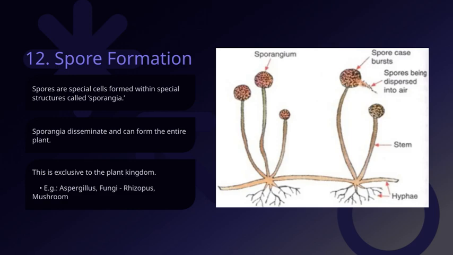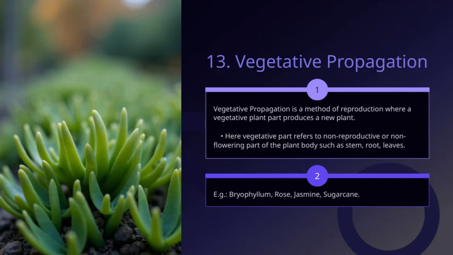Let's look at some examples like bryophyllum, rose, jasmine, and sugarcane. These plants are interesting because they can reproduce through their vegetative parts. When I say vegetative part, I mean the non-reproductive or non-flowering parts of the plant, such as the stem, root, or leaves. Vegetative propagation is a fascinating method of reproduction because instead of producing seeds, a new plant can grow directly from these vegetative parts.